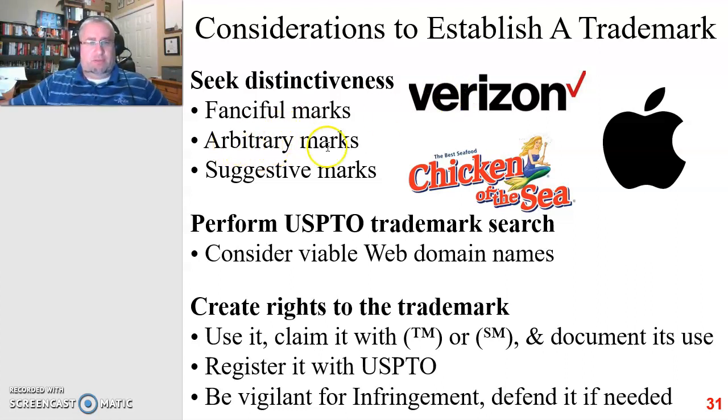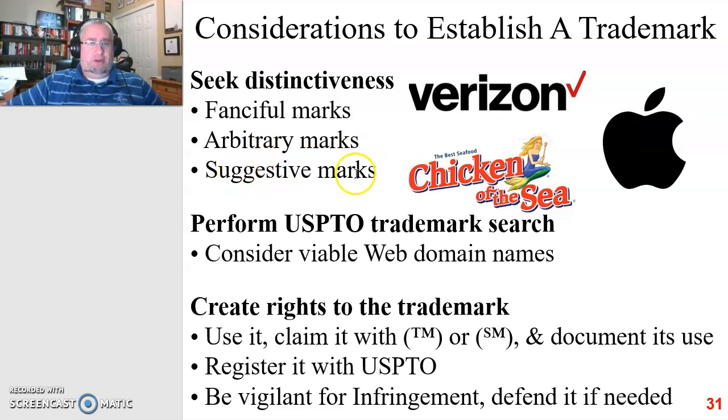So the next one, of course, is arbitrary marks. So we talked already about Apple Computer being an example of an arbitrary mark. So apples, yes, are just a common noun that's used in normal language, but you would not associate an apple with a computer. And so therefore this use of an arbitrary word to be distinguished as part of a computer company, a representative of a computer company, makes it arbitrary and therefore patentable.